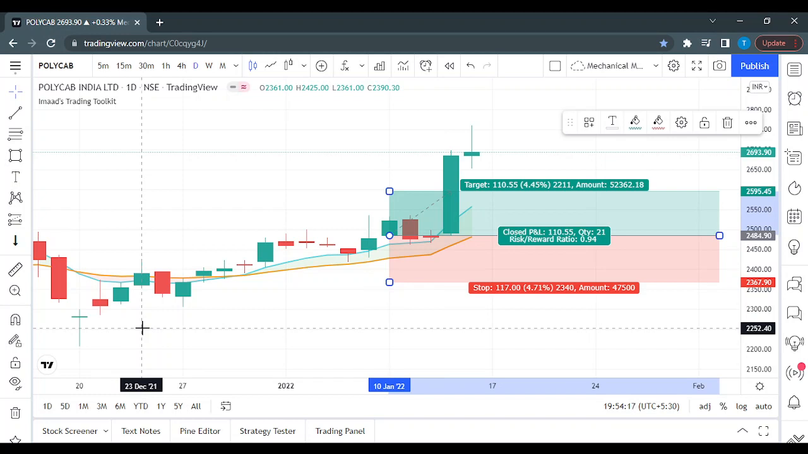Really, it doesn't matter how deep the stop loss is, because your position sizing is going to take care of your risk management, right?